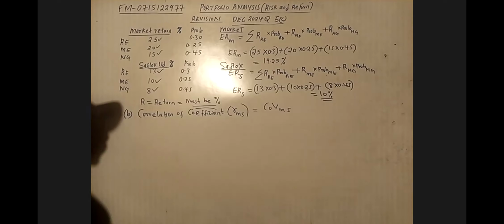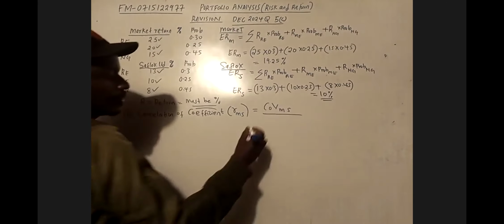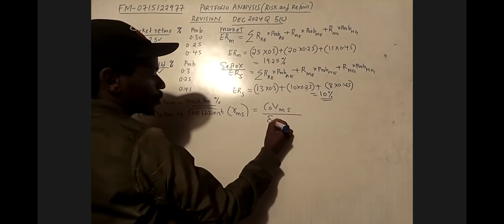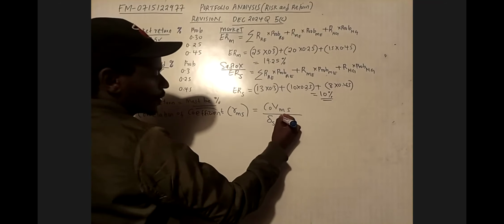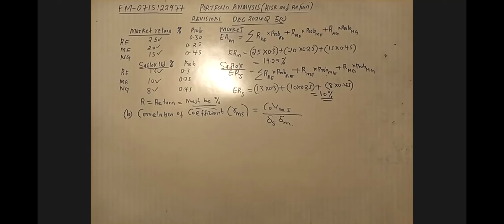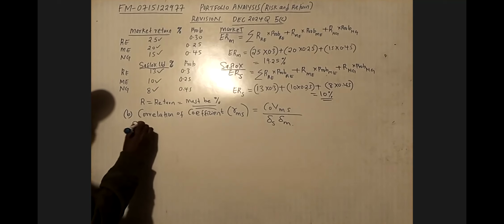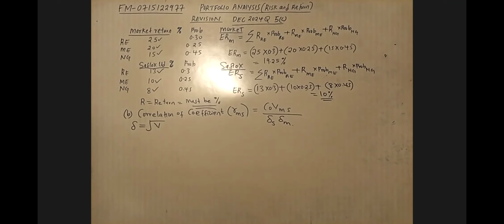So the covariance of market and security, you divide it by the standard deviation of the surplus multiplied by the standard deviation of the market. So you need to find all those items. Let us start by computing standard deviation. Remember, standard deviation is the square root of variance.